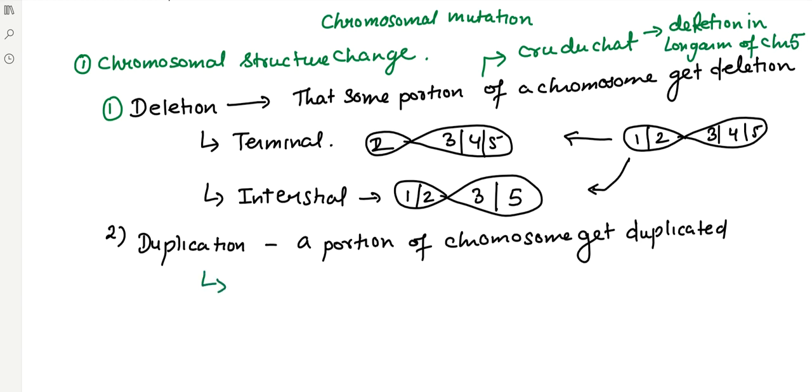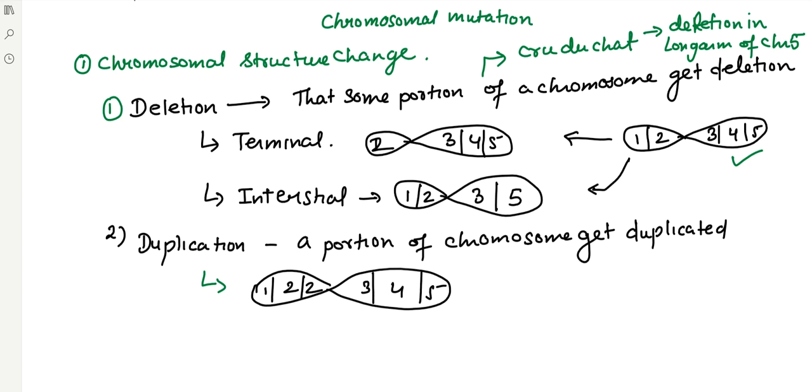Now duplication, for example, if we take this as the standard and we see something like this, that you have 1, 2, 2, 3, 4 and 5. So if you see, this portion is getting duplicated. And what will be the problem with this? For example, if the gene for insulin gets duplicated, you will have more insulin synthesized in your body, and that can lead to something known as diabetes.